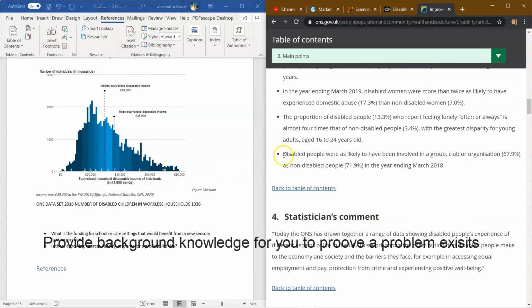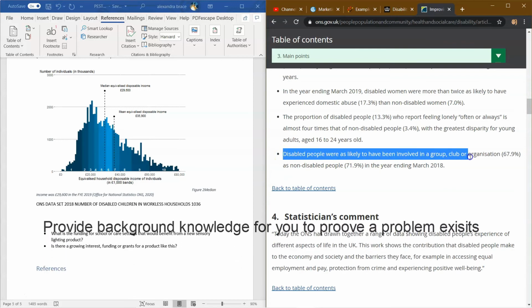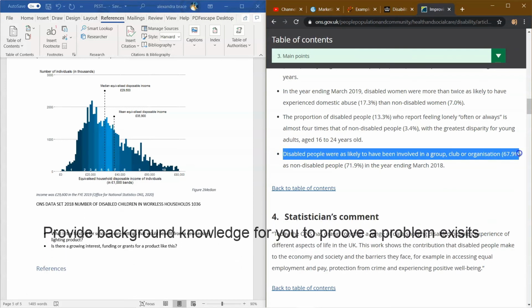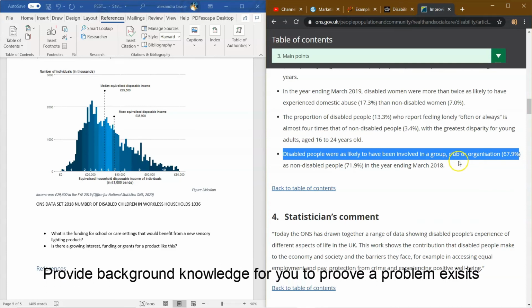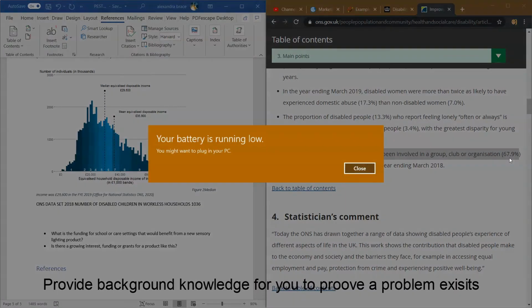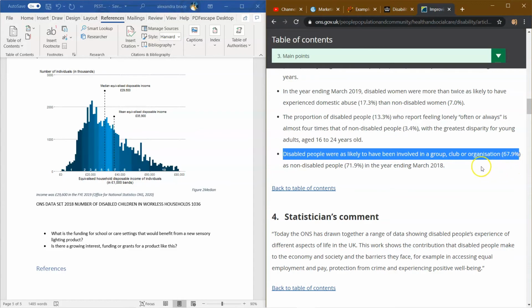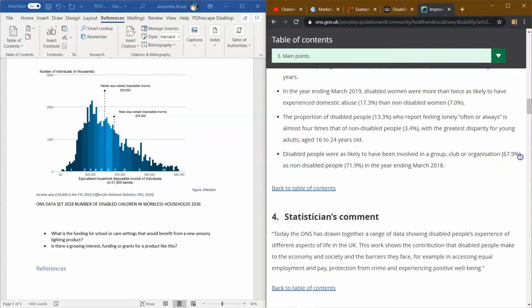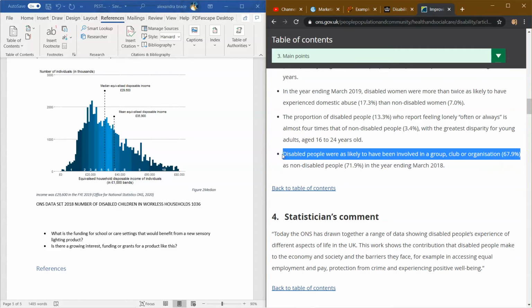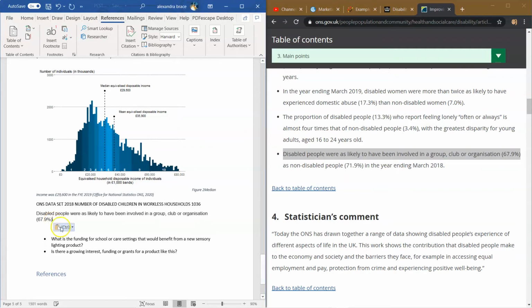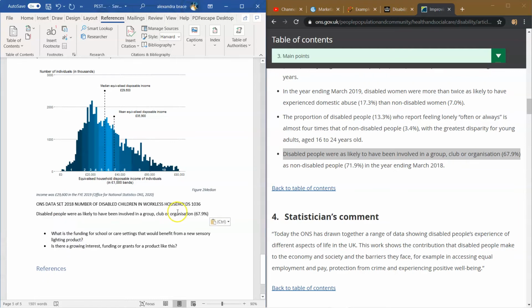So this here, the fact that disabled people were likely to have been involved in a group, club or organisation, 67.9%, this makes me think, well, okay, with my product then, I might want to actually put it to a group, club or organisation, because 67.9% of people with a disability attend these clubs or groups. So they might be someone that I'd want to go and target for my product. So I want to take that, copy that, and just pop it into my document for now.